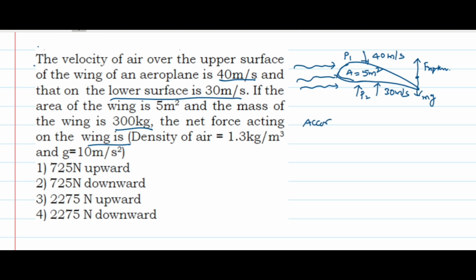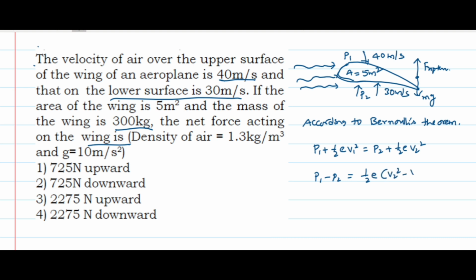According to Bernoulli's theorem, we can write P1 plus half rho V1 square equals P2 plus half rho V2 square. So the pressure difference P1 minus P2 equals half into rho into V2 square minus V1 square. Due to the pressure difference we will get an upward thrust.